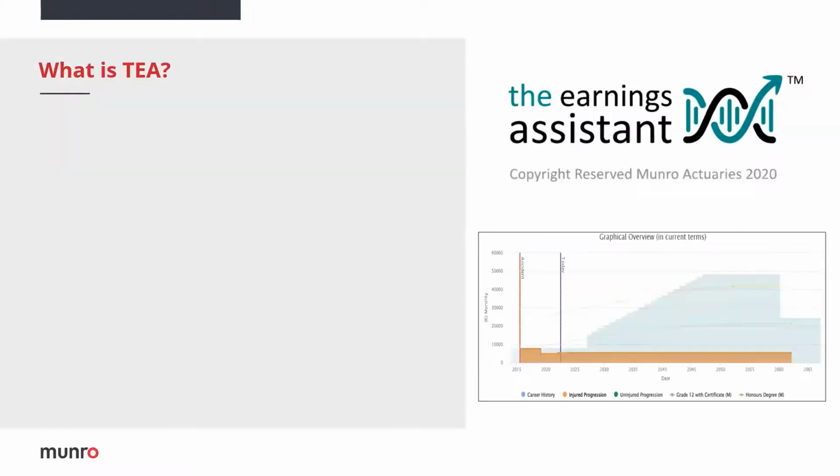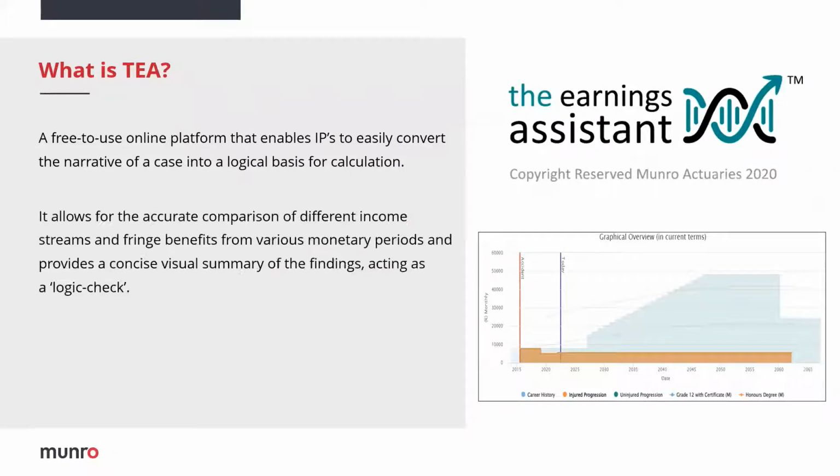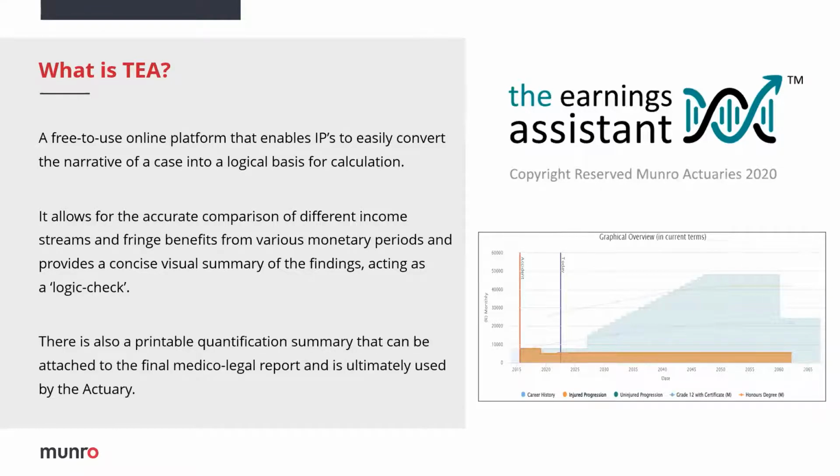Okay, so what is the earnings assistant? It's a free-to-use platform for IPs that enables them to convert the narrative or the detail of the case into a logical basis for calculation. It allows them to compare different income streams and add fringe benefits, which usually have quite a big implication on the claim. And it provides them with a graphical overview of what they're saying, which ultimately gives them a logic check of whether what they're putting in is reasonable or not.